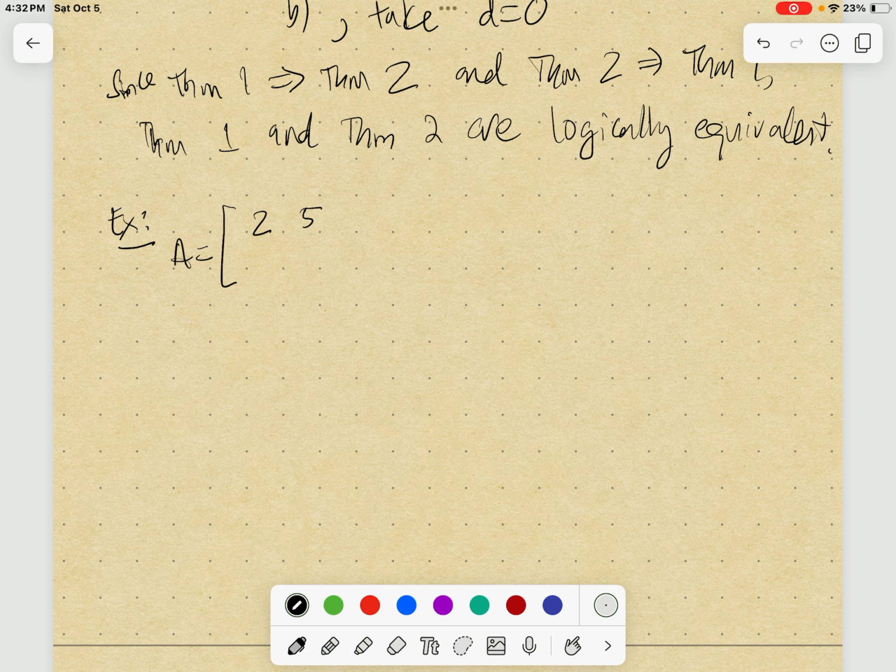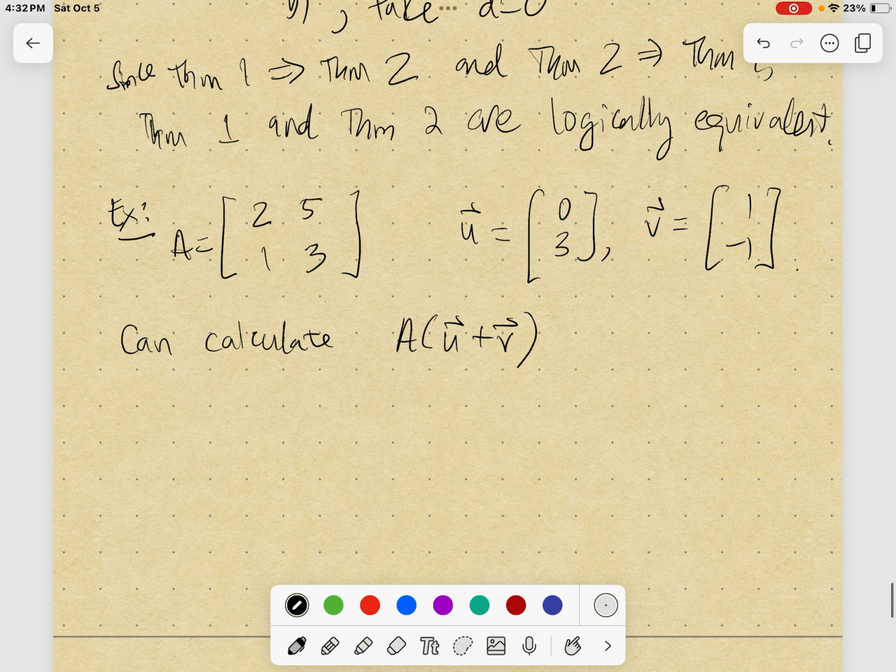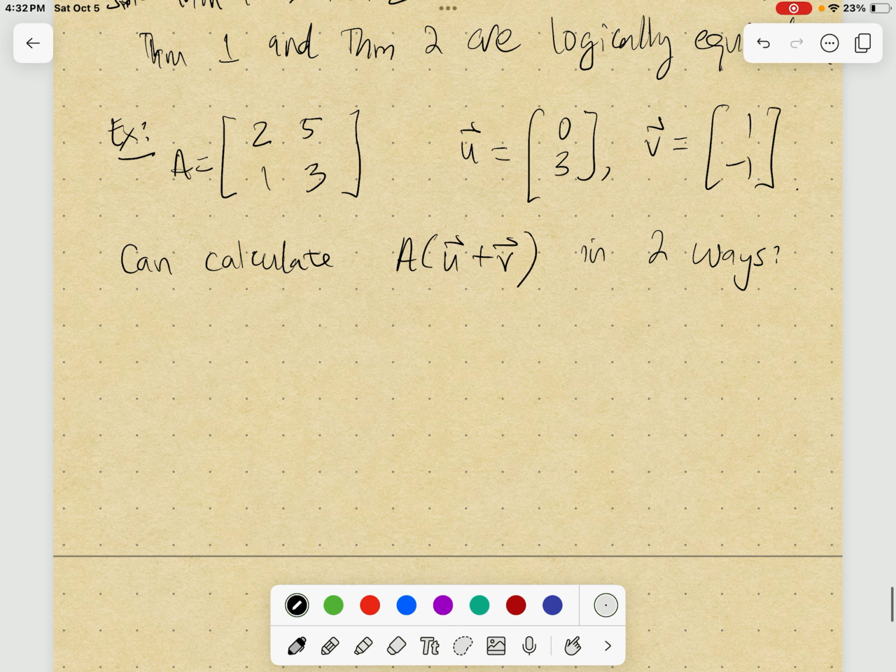So let's say that you had A equals [[2,5],[1,3]], and U is (0, 3), and V is (1, -1), right? Then we can calculate A times (U plus V) in two different ways. Because the theorem says that this is A times U plus A times V. So one way to do it is to just figure out what U plus V is and then multiply it by A.